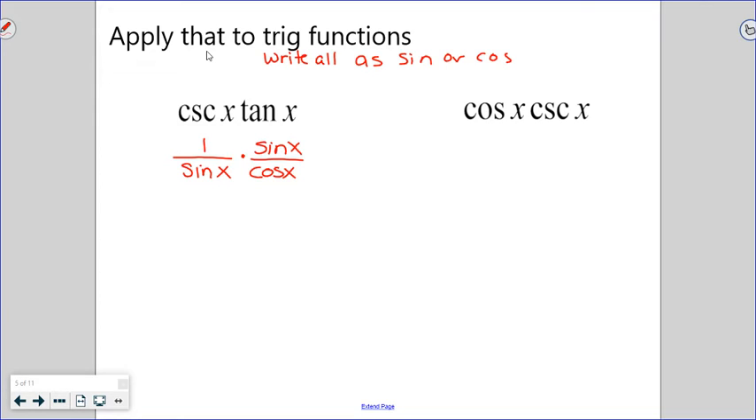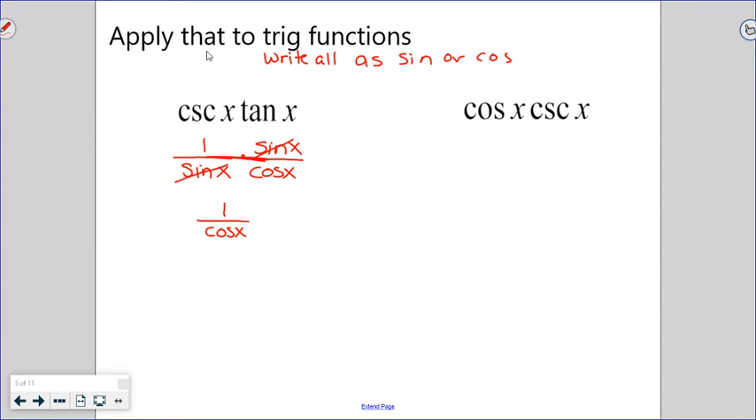Well, we're multiplying. Key is multiplying, right? When multiplying, we can cross off things that match in the top and the bottom, right? Because I'm just going to multiply straight across the top, straight across the bottom. And I would be able to cross off those sines, leaving me with 1 over cosine of x.